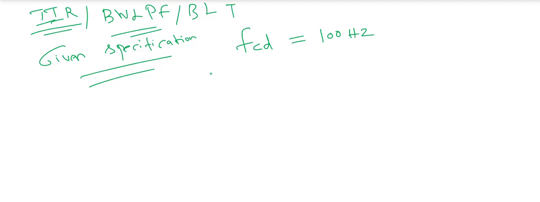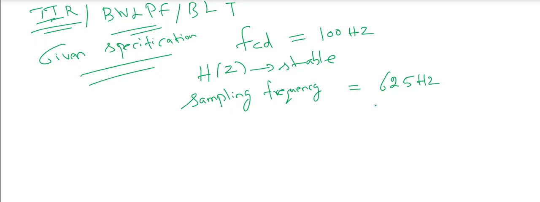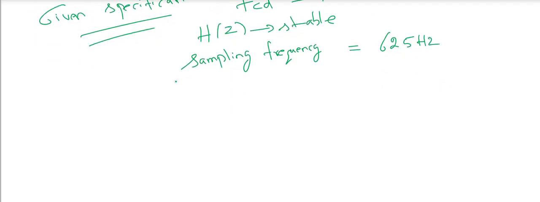Check the desired transfer function H of z is stable or not. Find out the stability also. Assume that the sampling frequency is given here. The sampling frequency is equal to 625 hertz.